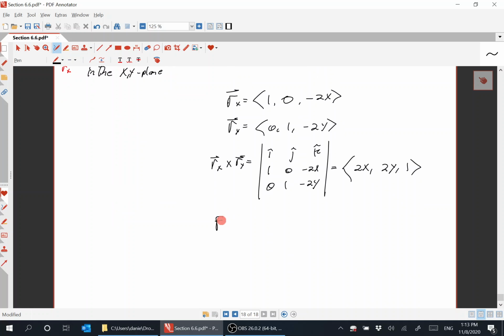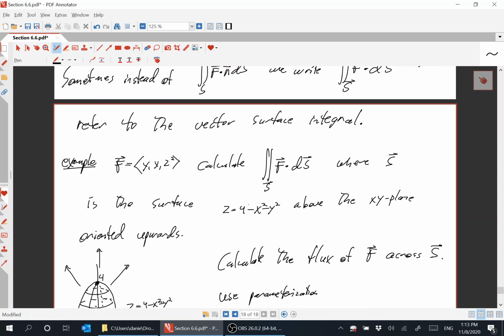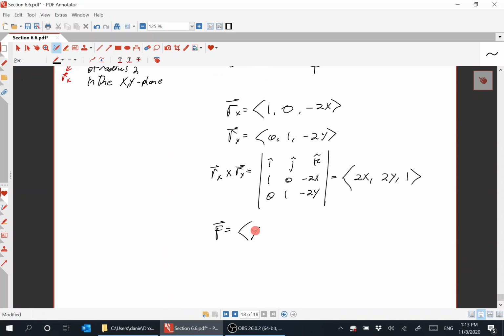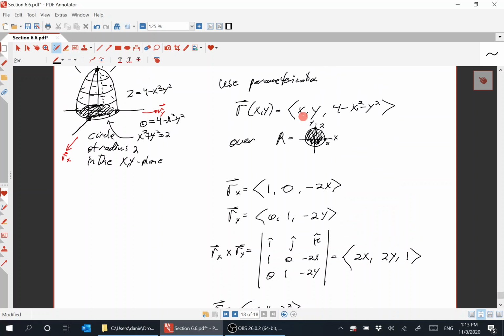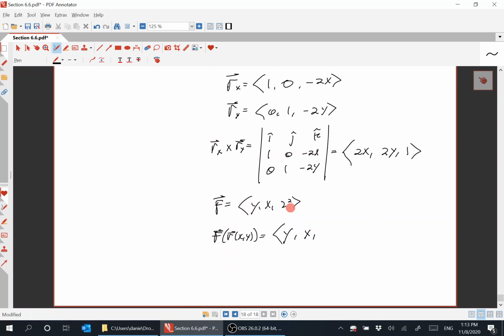Oh, by the way, the vector field is what? It's y, x, z squared. So F of r of x, y is equal to, well, x is x, y is y, and z is this. So even this step is sort of simplified. So y is y, x is x, and z is 4 minus x squared minus y squared, a whole quantity squared. So that's z squared.